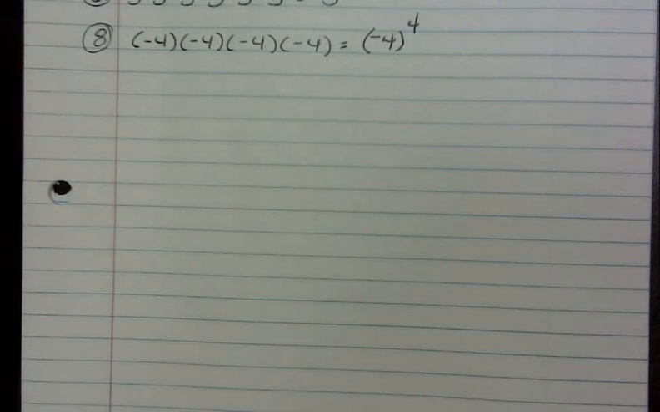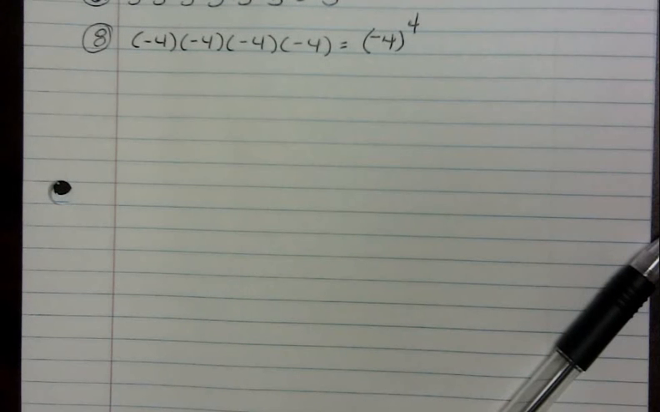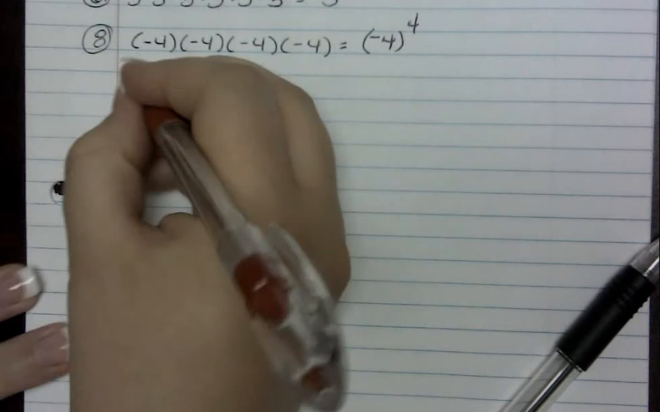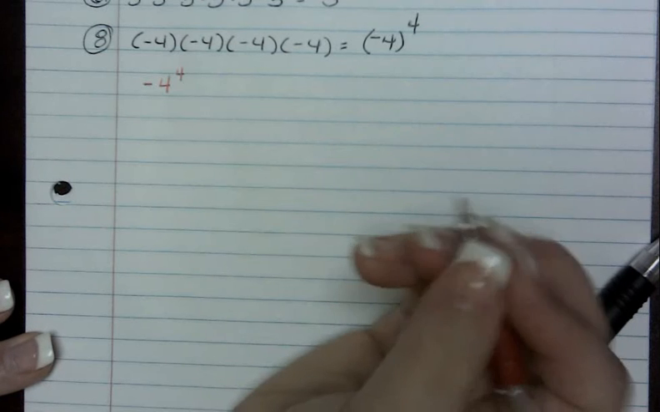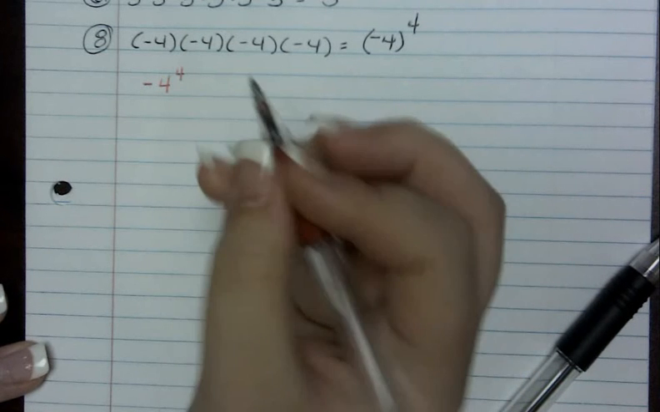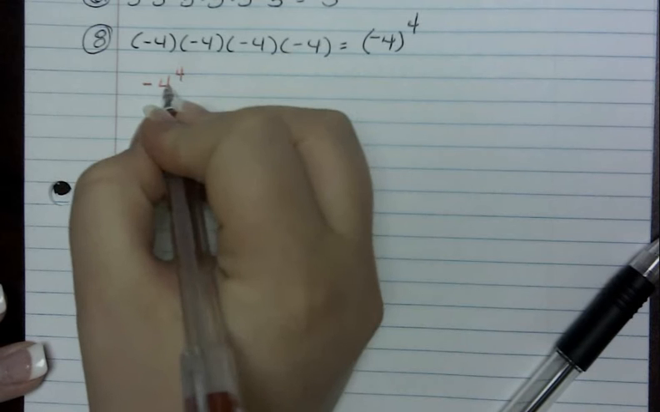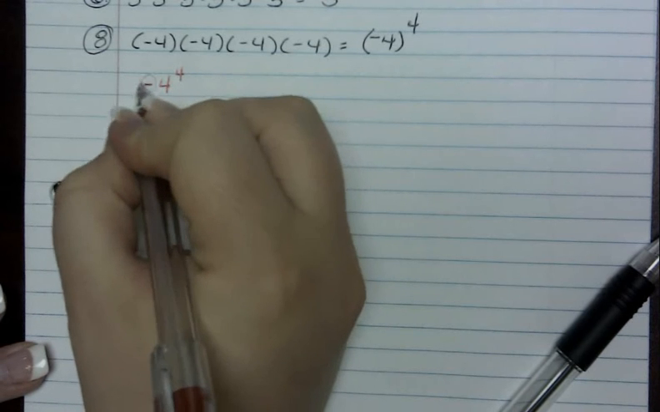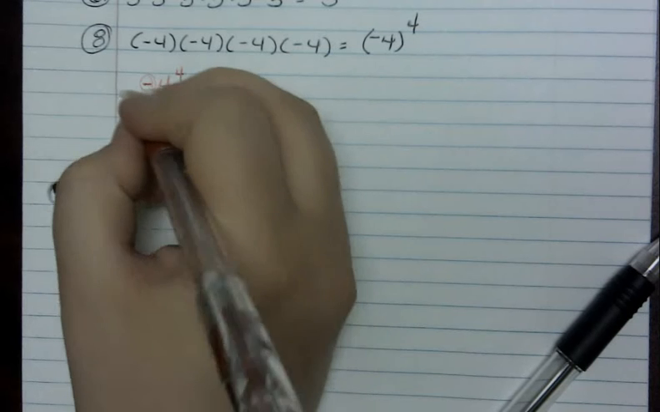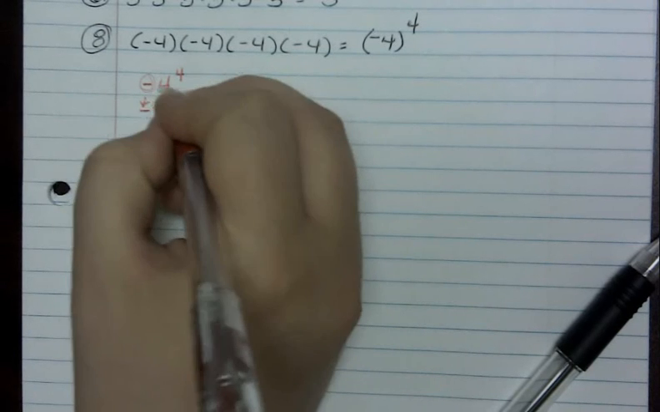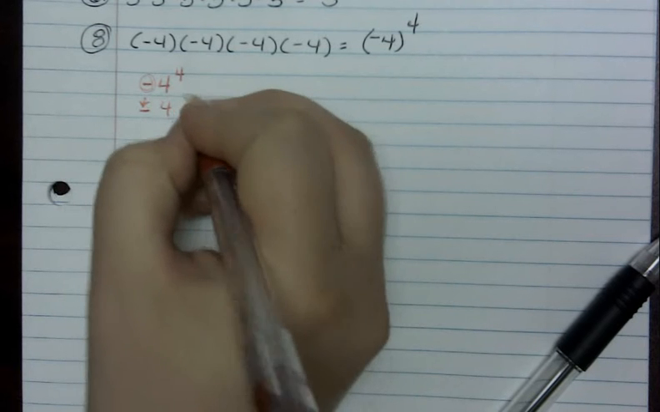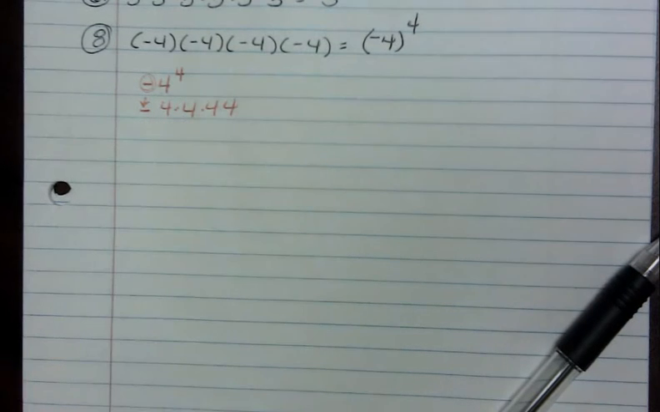But what if we did not write the parentheses? I'm going to do this in red because this is what is wrong, so I don't want you guys to get confused. So if I were to have written this right here, well, that would mean that I am only raising this 4 to the 4th power. This negative is not included. So what you would end up doing is just bringing that negative down and then writing 4 times itself 4 times. That's how those parentheses make a difference.